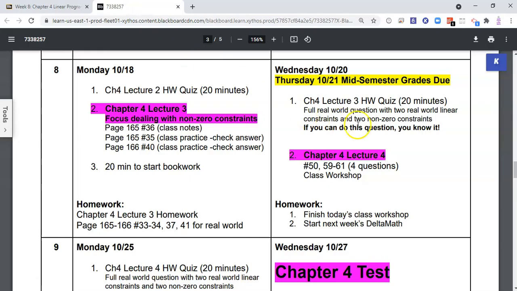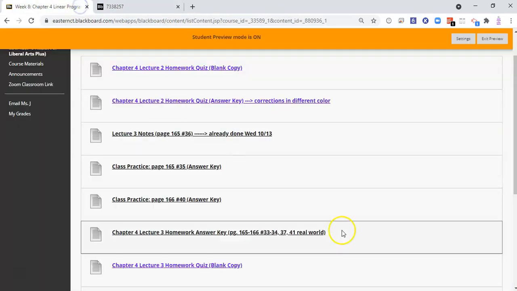Looking at Wednesday, the 20th, we have chapter 4, lecture 3 homework quiz. Again, you already have this copy. You picked up both of these quiz copies at the end of class on Wednesday. But no worries, if you were absent Wednesday, I've included a blank copy in the folder. We'll take a look at it in a second. And then it is a full real-world practice day with a focus on number 50, 59, 60, and 61. And homework is to finish the workshop. And then Delta Math has actually been open now for a couple of weeks, so continue working on your Delta Math. So let's go look at Wednesday's materials in the folder.